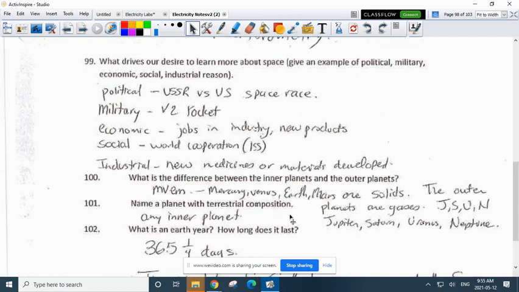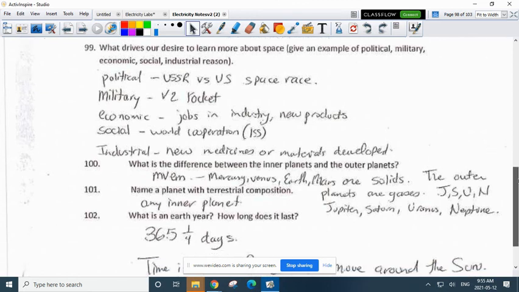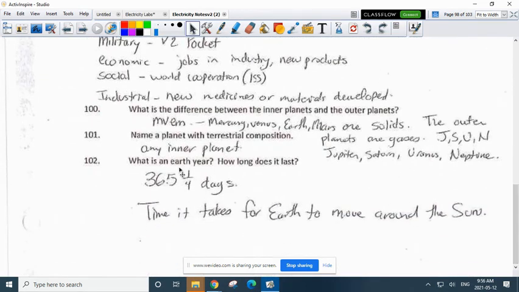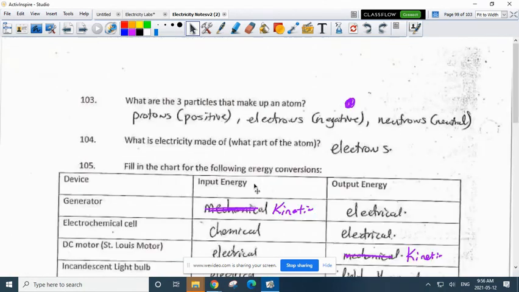Name a planet with terrestrial composition. That would be any of the inner planets. Mercury, Venus, Earth, and Mars. What is an Earth year? It's 365.25 days, and it's the amount of time it takes for the Earth to move around the sun.